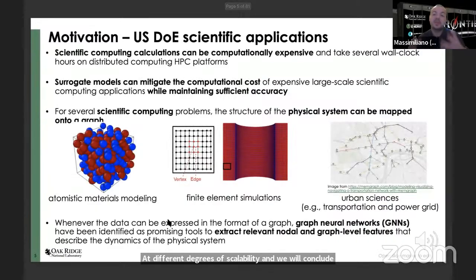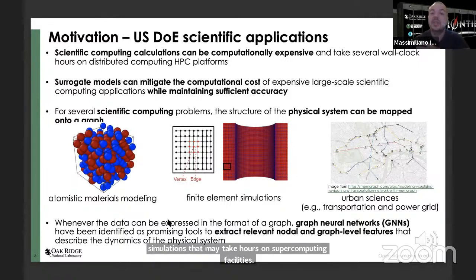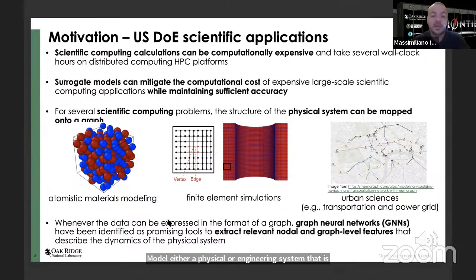The reason why Pei Zhang and I developed HydraGNN as a scalable GNN implementation is that several scientific applications of interest to the United States Department of Energy require running expensive simulations that may take hours on supercomputing facilities to model a physical or engineering system that is generally very complex. Often the goal of the scientific applications at DOE is to understand how input controllable parameters that describe a physical or engineering system can affect the response of this system.